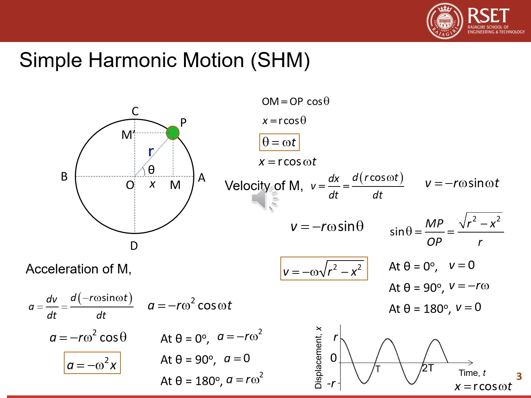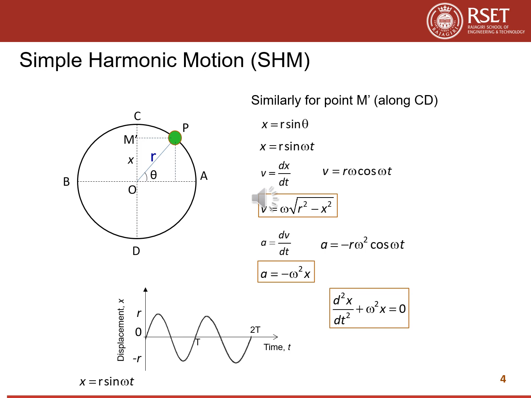Similarly, it should be directed towards O. Now we see that a is equal to minus omega square x. That is, when x is positive, a is negative. That is, always it will be directed towards O. So we can prove that this motion is a simple harmonic motion.